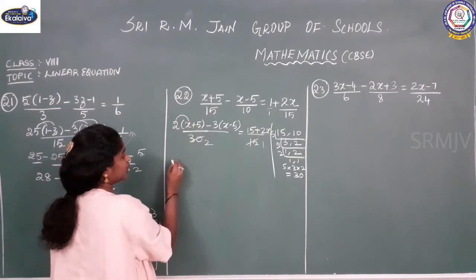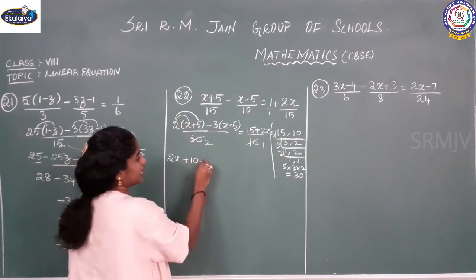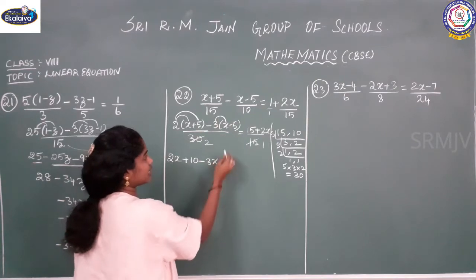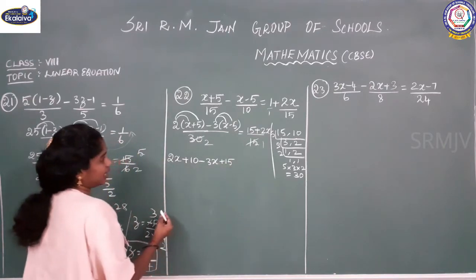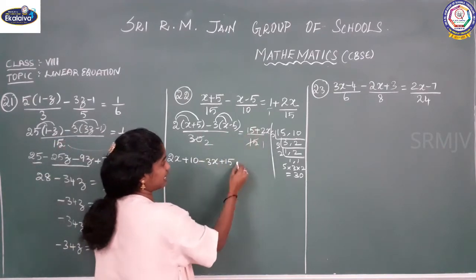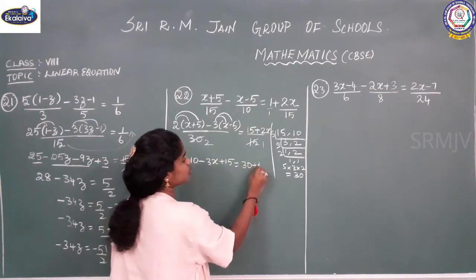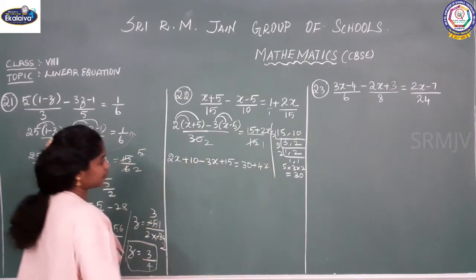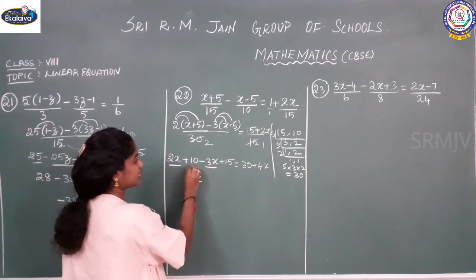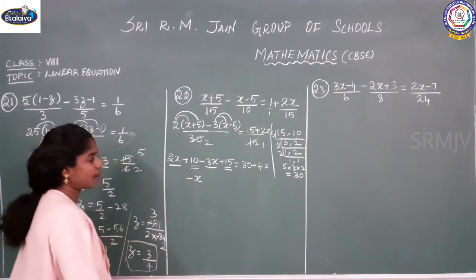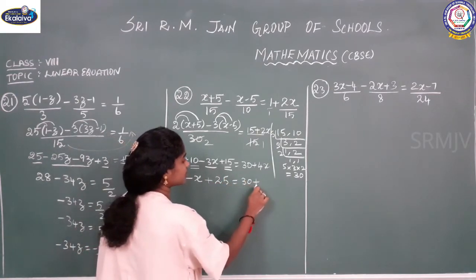Now I can multiply 2 into x, 2x, 2 into 5, 10, minus 3 into x, minus 3x, and minus 3 into minus 5, plus 15. Okay. And then I am taking this division 2 to that side, then it becomes multiplication 2. 15 2s are 30 plus 2 2s are 4x. Okay. Now 2x minus 3x I will get minus x, plus 10 plus 15 I will get plus 25 is equal to 30 plus 4x.